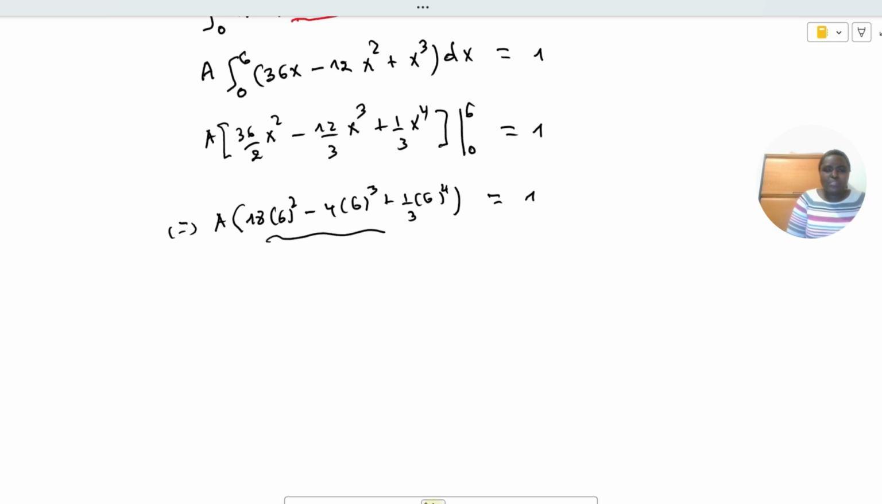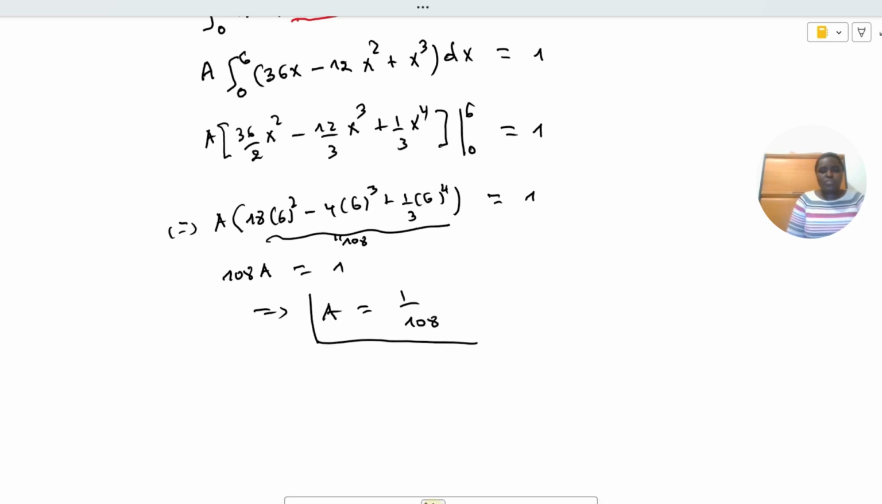When we compute this, you can take a calculator and compute it, then this will be equal to 108. Then 108 times A is equal to 1. Take a calculator and calculate it. And finally, we will get A to be equal to 1 over 108. This was the value of A that was asked. And now I think you know how you will proceed when you will be asked a question like that. That's how we proceed.